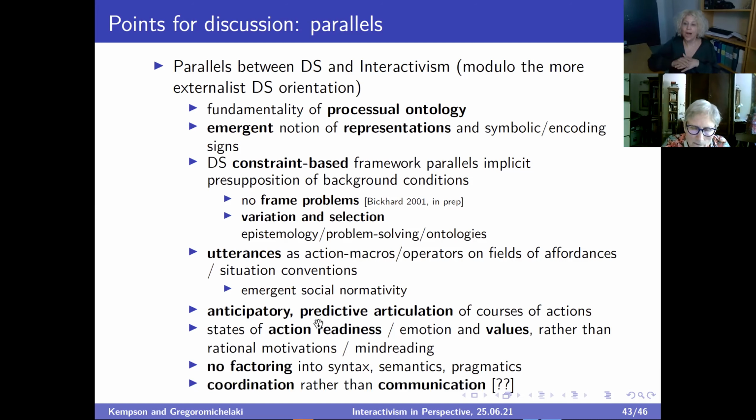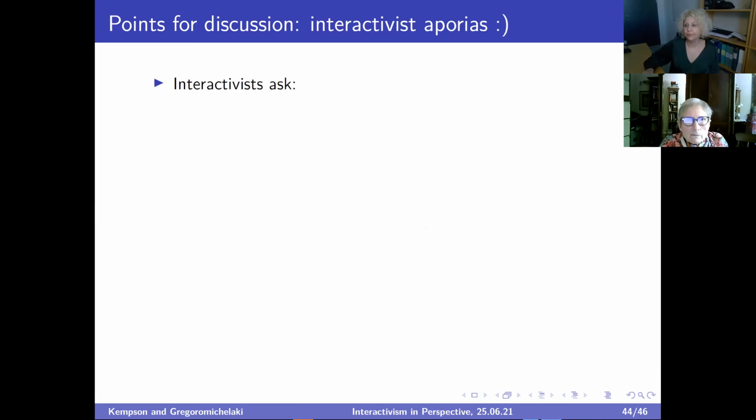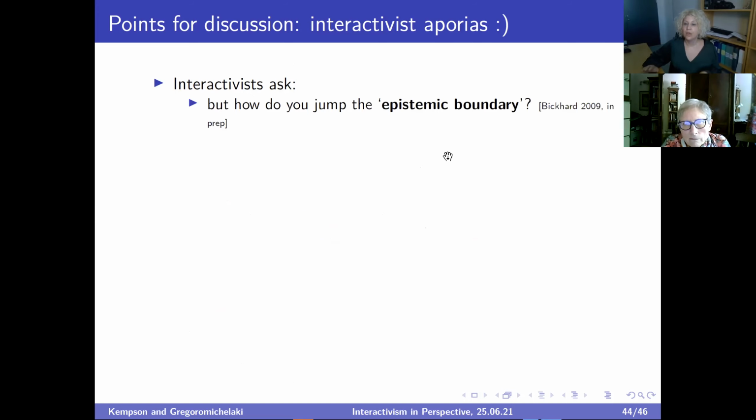Now, perhaps a more unclear point is whether, like DS, Mark assumes that the basic notion here is coordination of processes rather than communication. This is something that we would like to clarify. But now, given the distributed cognition orientation of DS, this might generate questions when seen from Mark's interactivist perspective. For example, an interactivist might ask, if cognition is distributed, as you say, how do you account for phenomena whose explanation needs to overcome so-called epistemic boundaries?